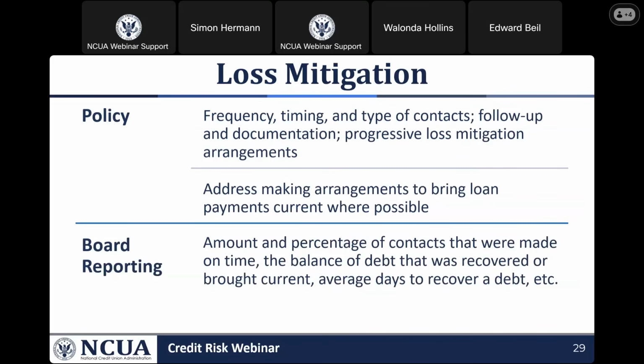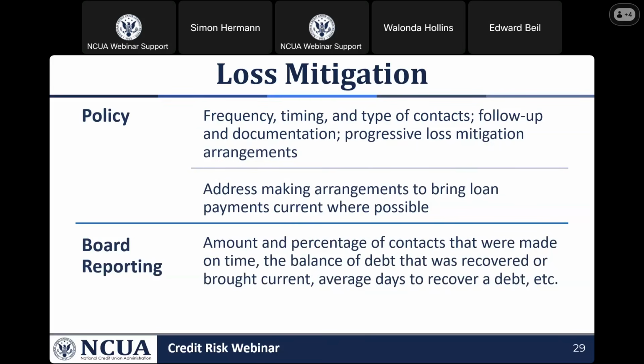Thank you, Simon. Up until this point, we have largely focused on assessing, measuring, and managing risk at a portfolio level. However, when a borrower becomes delinquent or is facing other financial difficulties, the credit union will need to proactively work to resolve the issue and mitigate potential loan losses.